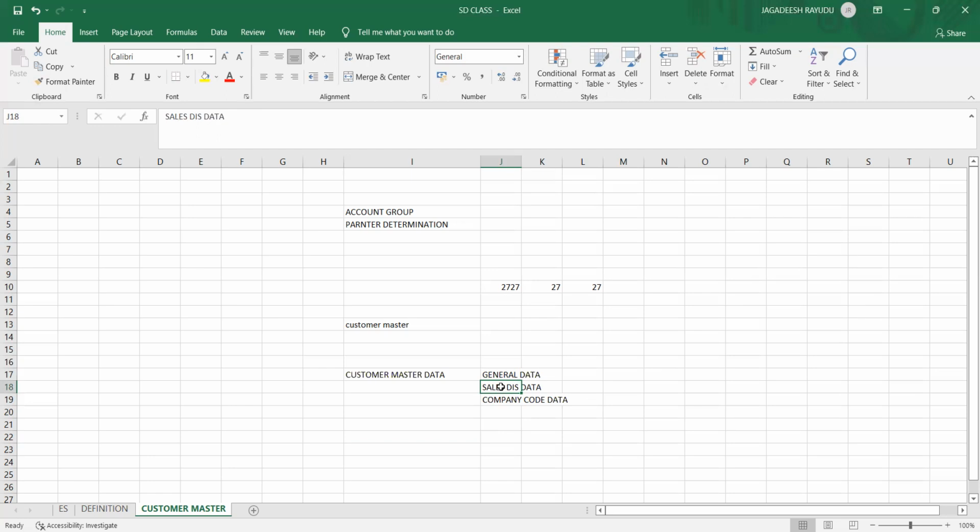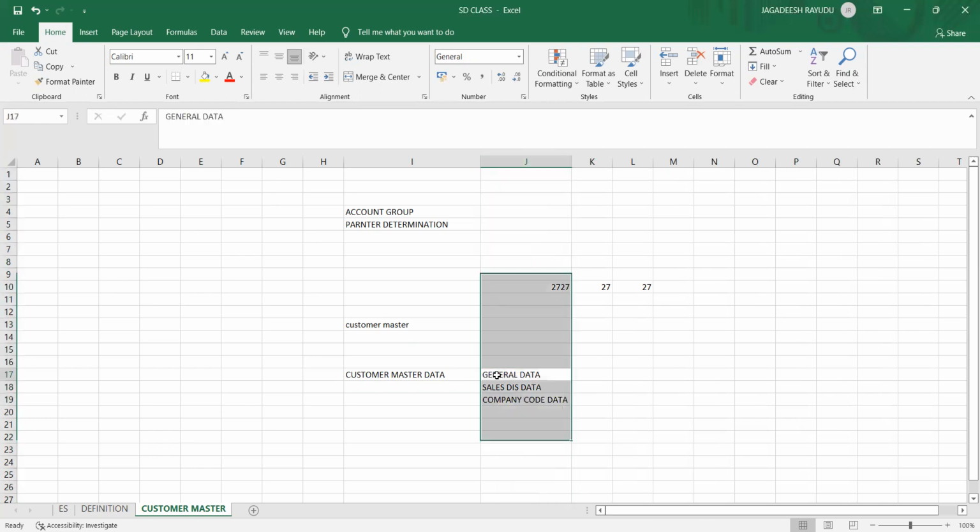Second one is sales and distribution data, like who is our customer, when to deliver the stock, where to deliver the stock, who is our bill to party, whether he has to receive the bill or some other person needs to receive. General data means, like a company code and a sales office have an address, in a similar way your customer details are also required. Not sometimes, every time it is required.